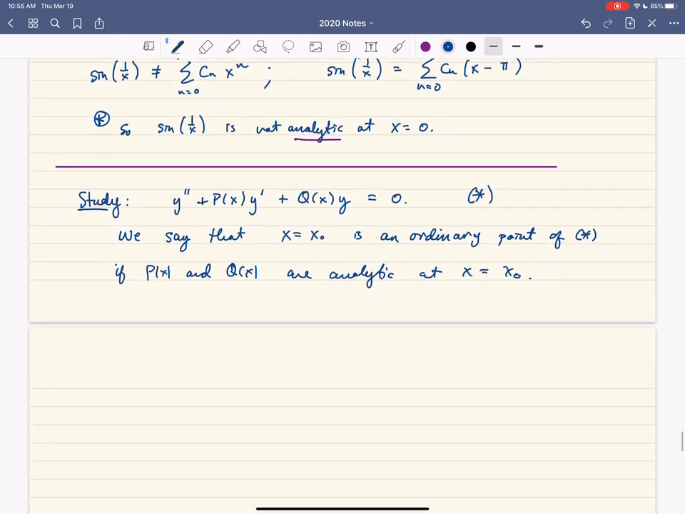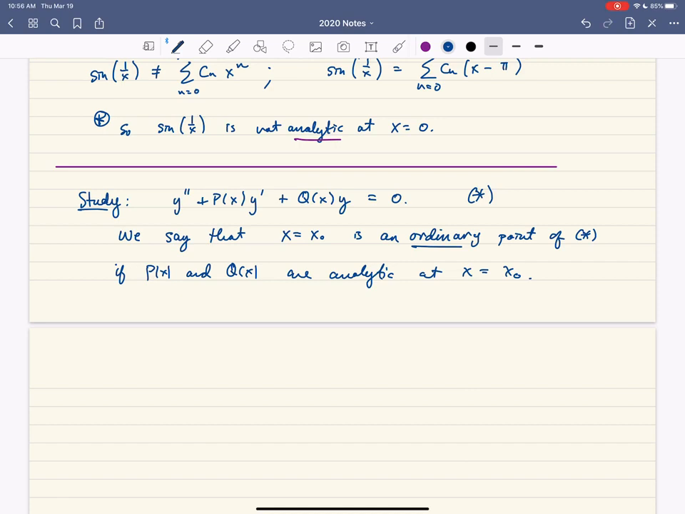Ordinary points work perfectly well with the power series method. We don't have to do anything special at all. We can just assume that we have a power series, and then we can go to work like we've been doing so far. All of the differential equations that we've been studying so far have had x equals 0 as an ordinary point. So that means that all the power series centered at 0 behave perfectly nicely. Okay, so those are called ordinary points. Those are the ones that play nicely with power series.